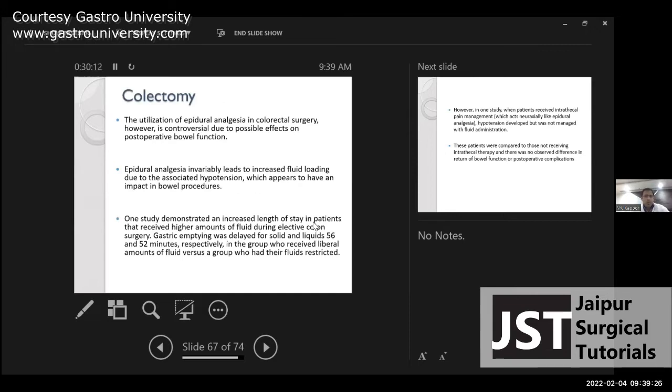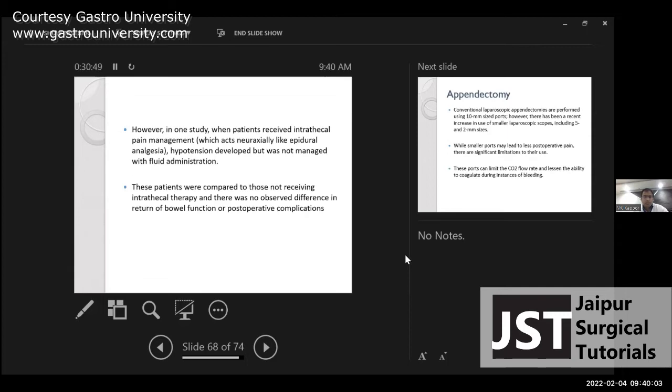Another procedure which is important to us is colectomy. The utilization of epidural analgesia in colorectal surgery is controversial due to effects on postoperative bowel function. Epidural analgesia invariably leads to increased fluid loading due to associated hypotension, which appears to have an impact on bowel procedures. One study demonstrated increased length of stay in patients who received higher amounts of fluids during elective colon surgery; gastric emptying was delayed for solids and liquids by 56 and 52 minutes, respectively, in the group who received a liberal amount of fluid versus those who were fluid restricted.